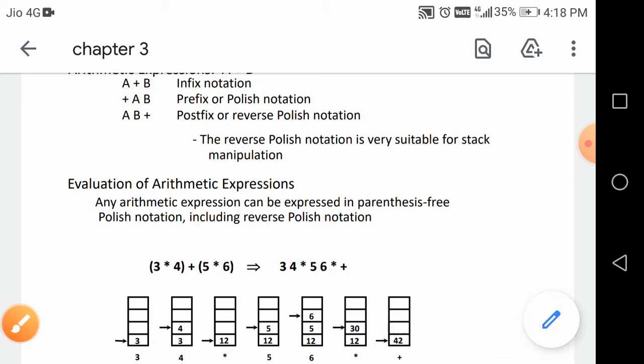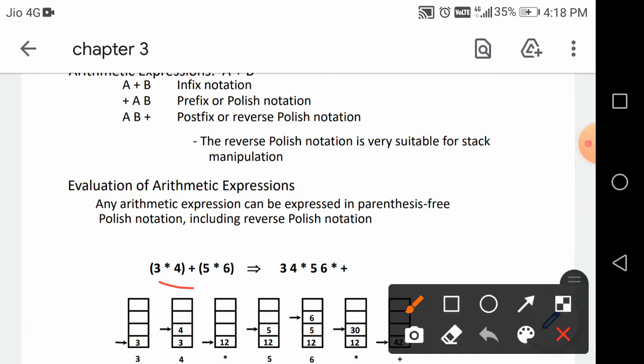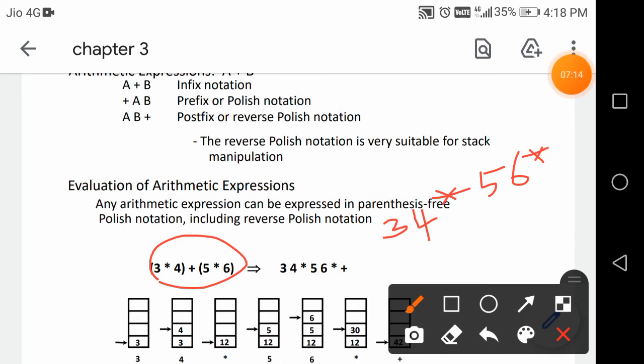And so mainly we are performing this operation here, and it can be written as: you are entering 3, 4, so 3 4 multiplied. After that again you are multiplying 5 6, it is also called multiply. After that you are adding these two values. Okay, it is called postfix. You are representing this expression by using postfix here.